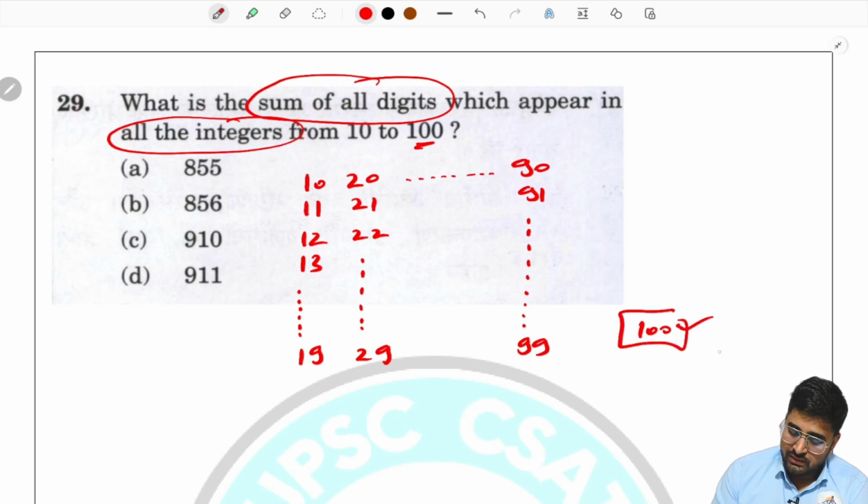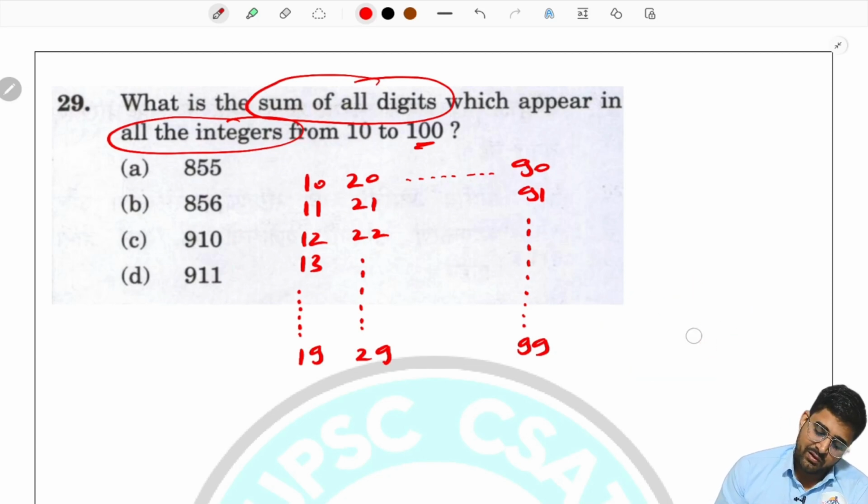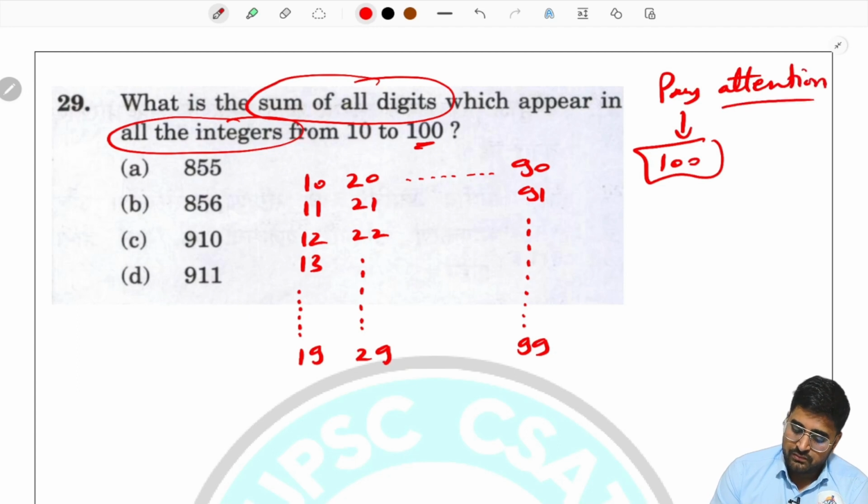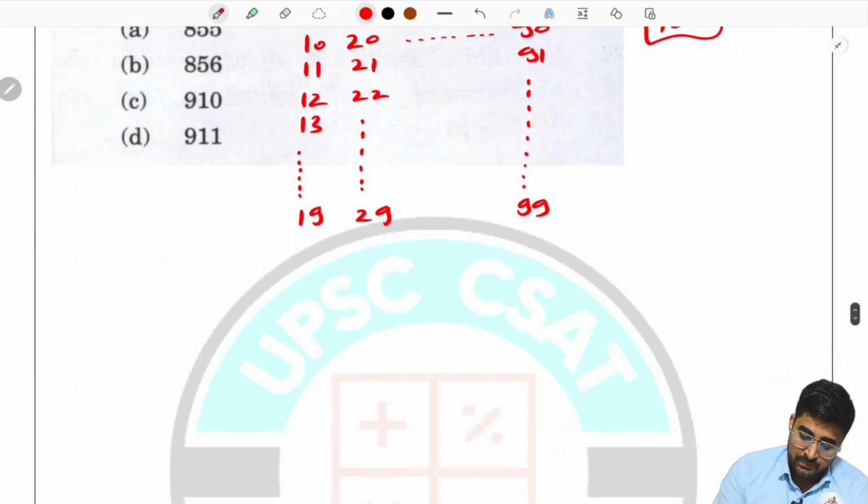So this one is special, that is why option sets like 855, 856, 910, 911, because the examiner knows that you are going to leave this 100 and lose your mark. 100, pay attention. Now, let's try to solve this question.